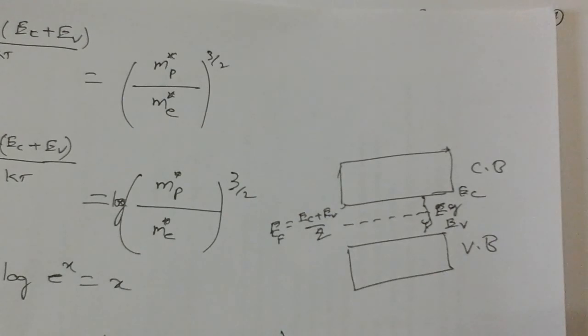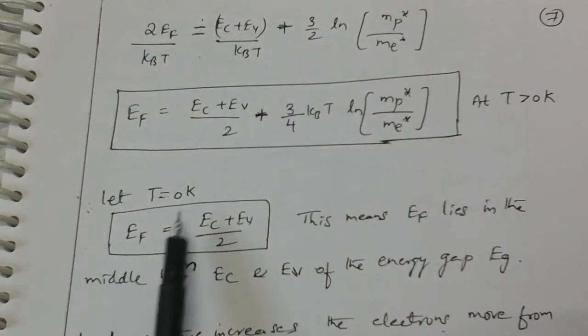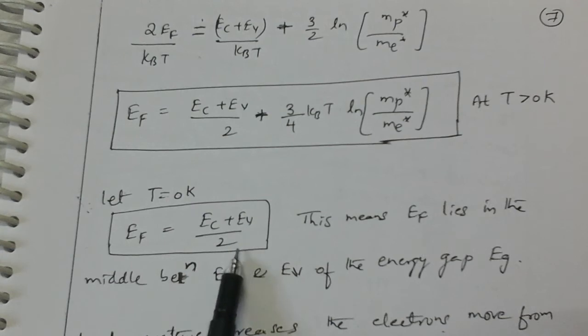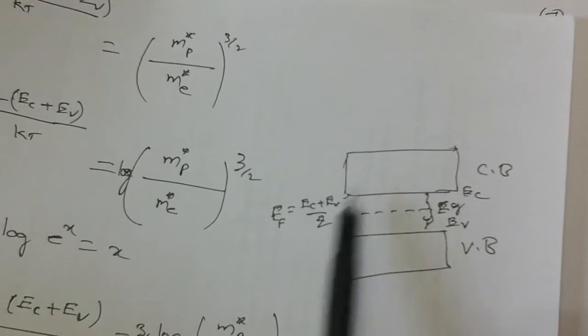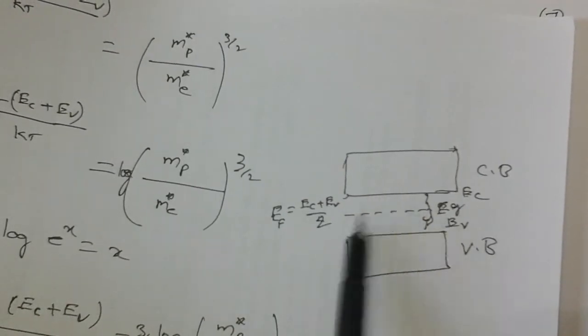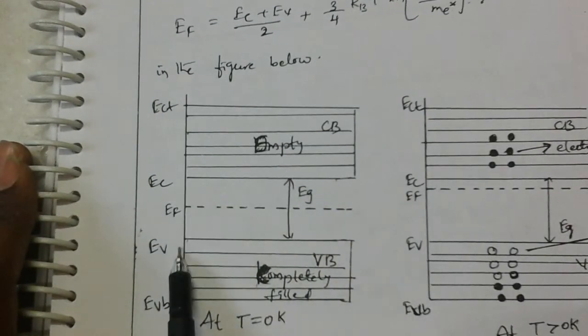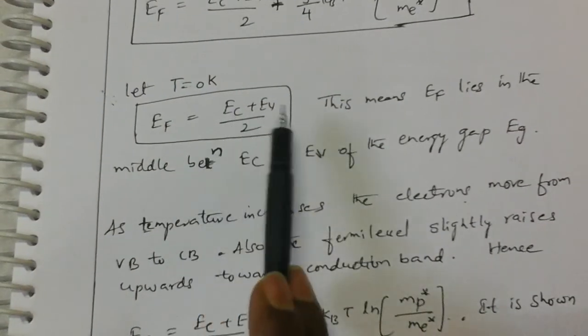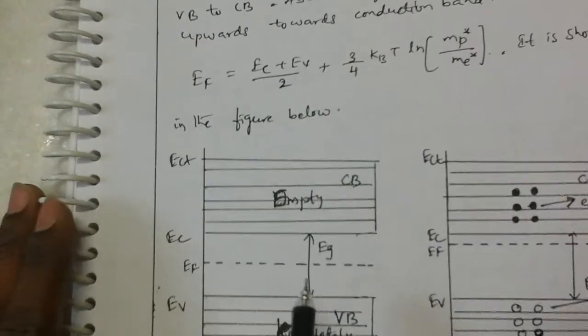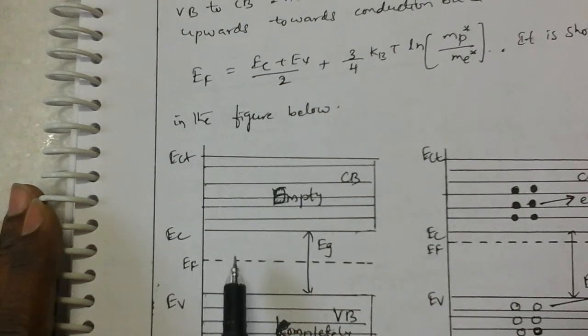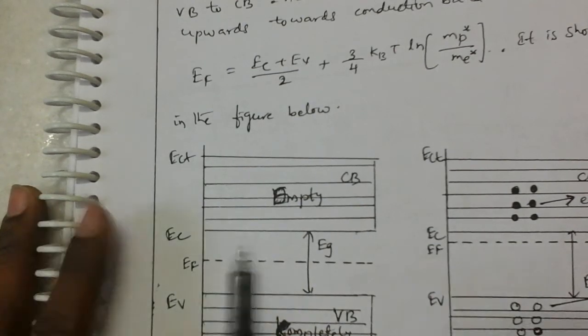When T is equal to 0, this is going to happen, which means the Fermi energy level lies in between the valency band and conduction band. The middle position is going to be present, exactly the middle of the energy gap. That we can see here also, the same diagram, EC, EV. EF is equal to (EC plus EV) by 2, when this happens at T is equal to 0, the Fermi energy level lies in between the conduction band and valency band, exactly in the middle of the energy gap.